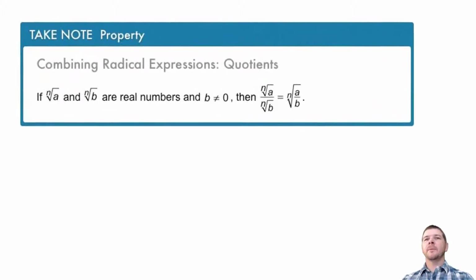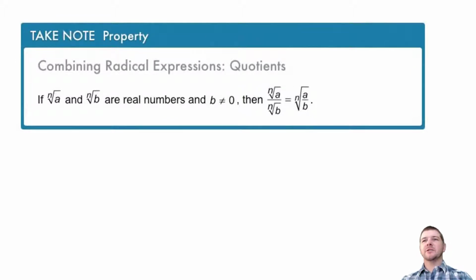Take note, property, combining radical expressions, quotients. If the nth root of a and the nth root of b are real numbers, and b does not equal 0, then the nth root of a over the nth root of b equals the nth root of a over b, the quotient.